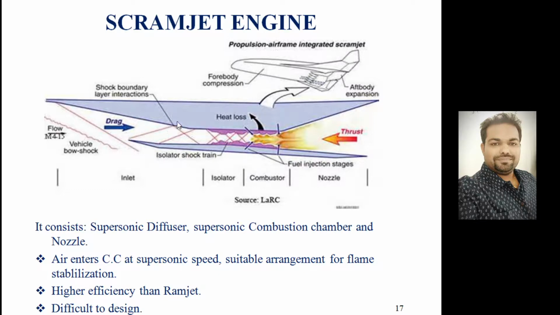Here again a shock wave will form that is called an oblique shock wave, then a reflected shock wave, then an oblique shock wave. That combination of shocks will be forming, right? They will look like a diamond-shaped shock. So the airflow entering here will undergo continuous compression at supersonic speed. So high pressure air at supersonic speed enters into the combustion chamber where combustion will happen.